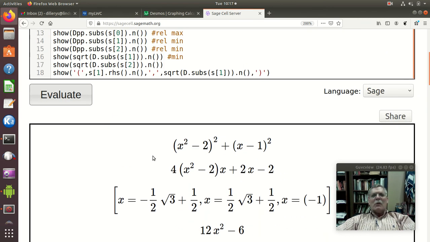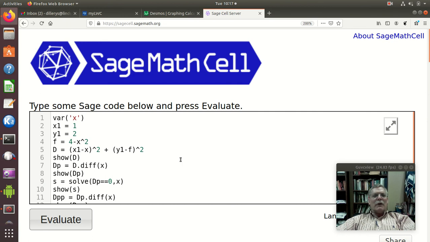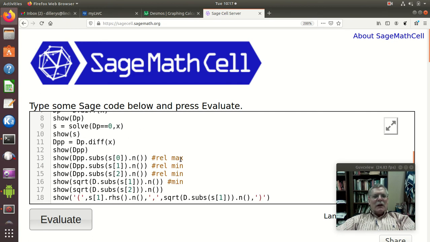So there we go. Example 2 prime again, but done with Sage, and I guess I will try to copy this code and maybe attach it next to the video. So there we go.